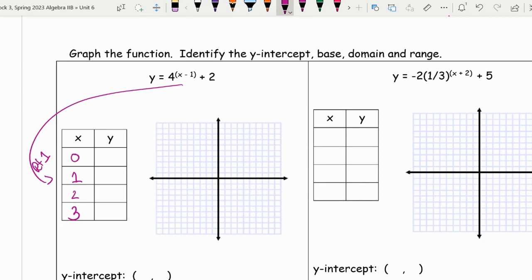2.25. Put in 1. 1 minus 1 is 0. 4 to the 0 plus 2. So it's 1 plus 2, I get 3. 2. 2 minus 1 is 1. 4 to the first is 4. 4 plus 2 is 6. 3, 3 minus 1 is 2. 4 to the second plus 2, 18.